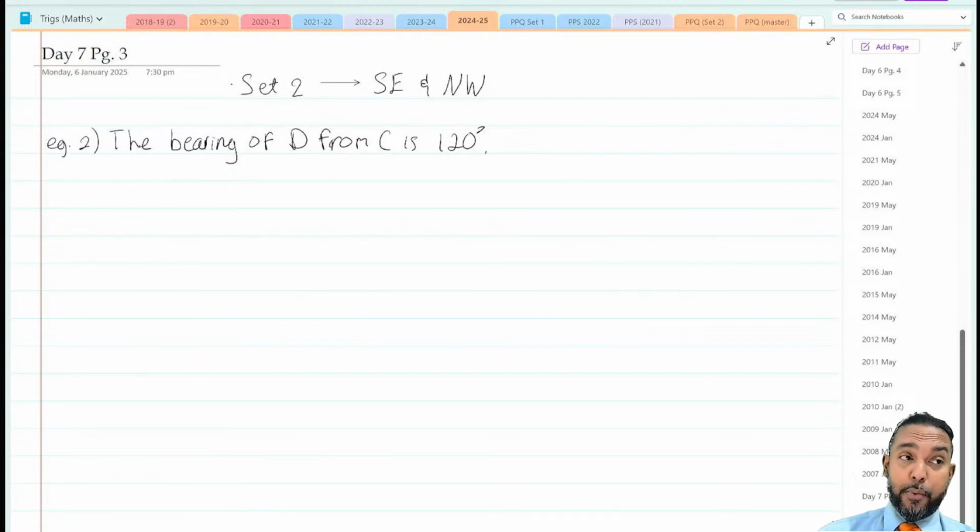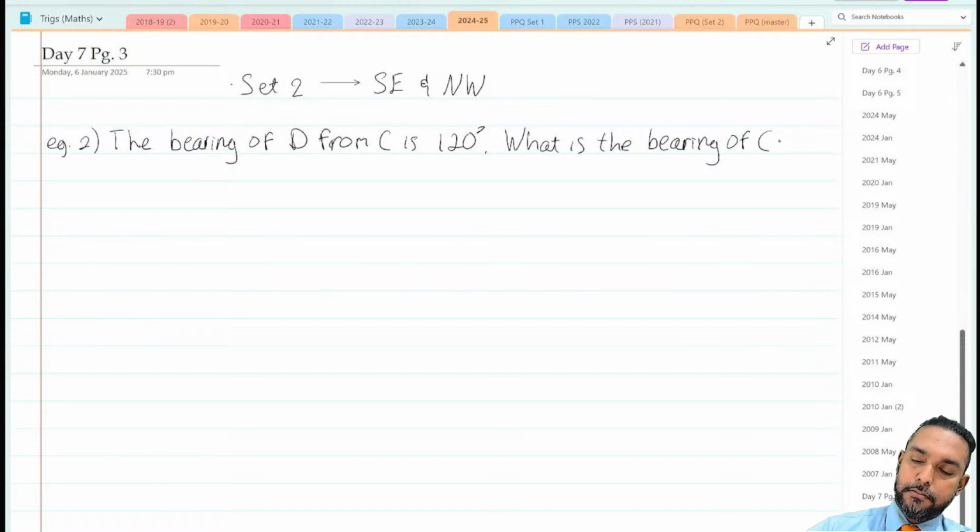So now we want the reverse bearing. What is the bearing of C from D? You have your little theories, which is good.